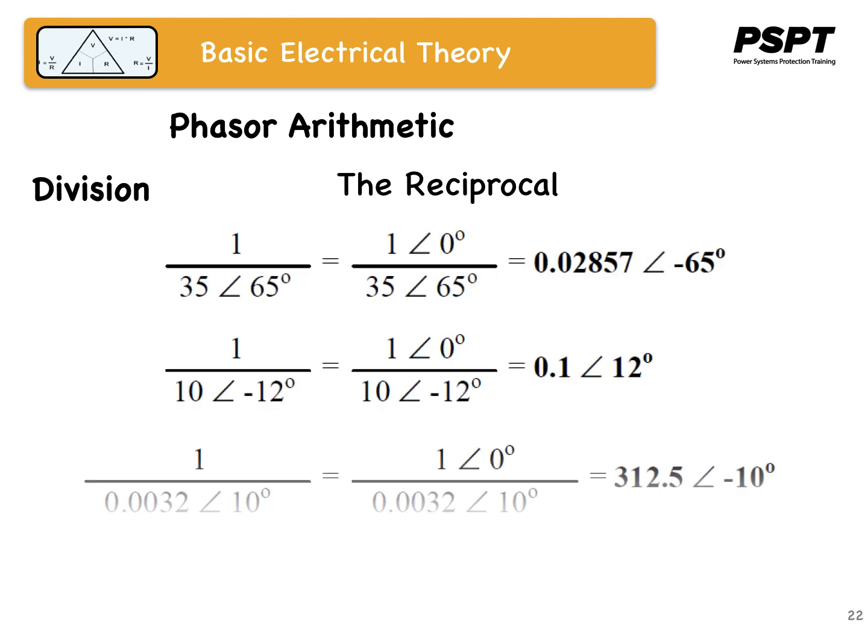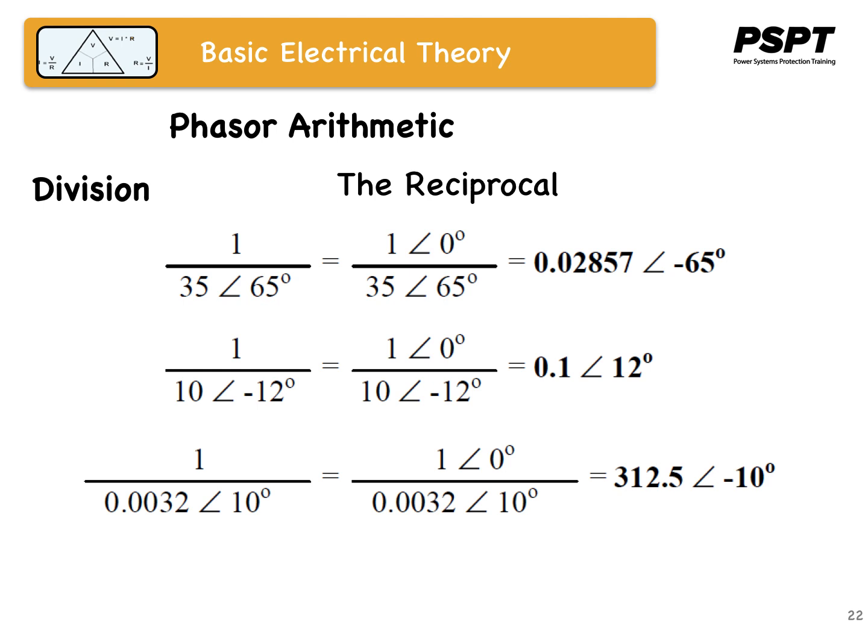The reciprocal is just another form of division. If you have 1 over the phasor 35 at 65 degrees, that's the same as a phasor 1 at 0 degrees over it. So again, you just divide 1 by 35 for 0.02857, and 0 degrees minus 65 degrees is just minus 65 degrees. The second example, the reciprocal of 10 at minus 12 degrees, is 1 over 10 at minus 12. Well, that's the same as 1 at 0 degrees over 10 at minus 12 degrees.